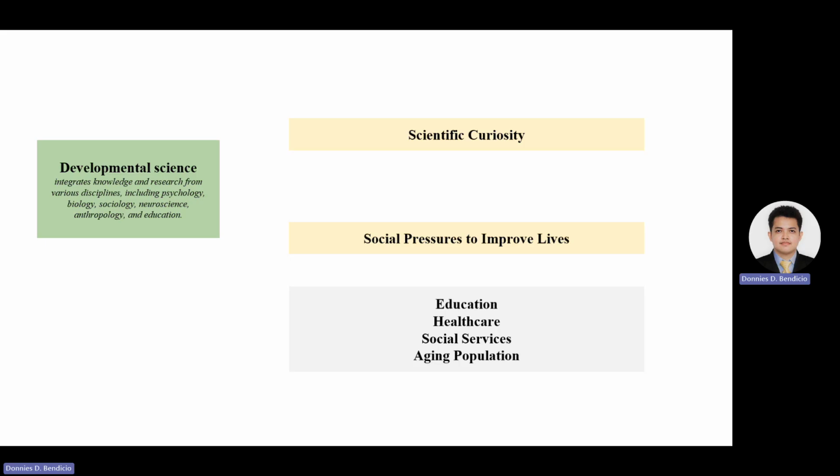for individuals and communities. For example, developmental science integrates knowledge and research from various disciplines, including psychology, biology, sociology, neuroscience, anthropology, and education. It seeks to provide a comprehensive understanding of human development by examining the complex interactions between biological, psychological, social, and environmental factors that influence individuals as they age.